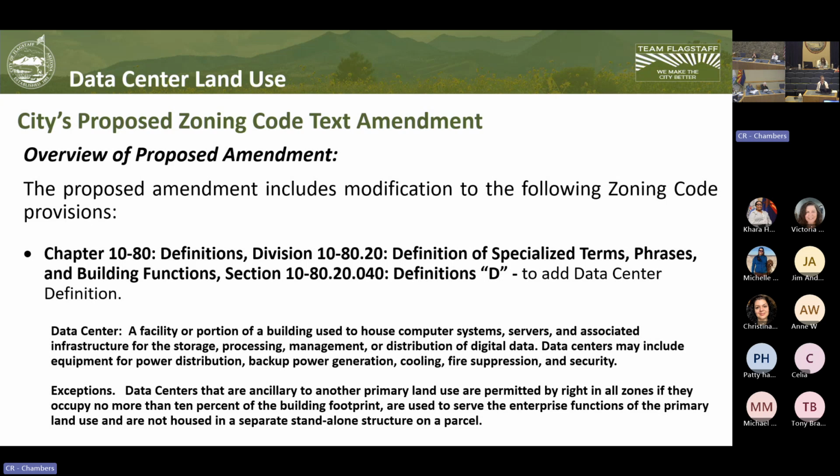The exception would be data centers that are ancillary to another primary land use. They are permitted by right in all zones if they occupy no more than 10% of the building footprint, are used to serve the enterprise functions of the primary land use, and are not housed in a separate standalone structure on a parcel. For example, we have a server room in this building. That is technically a data center. So we have to be able to allow NAU, NAH, Gore, the City Hall. We all have data centers located on site for the purpose of the users of this building.